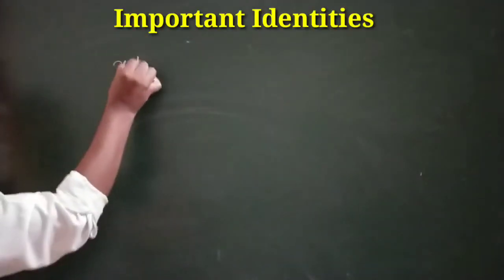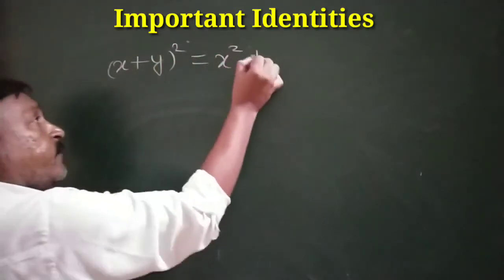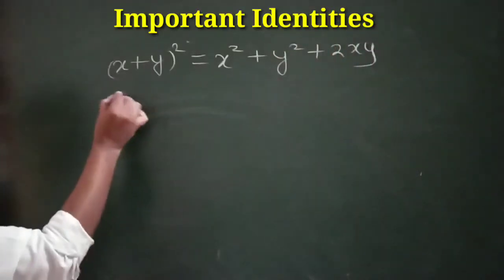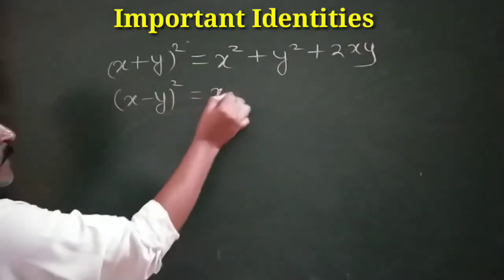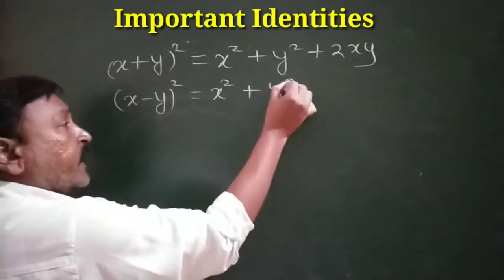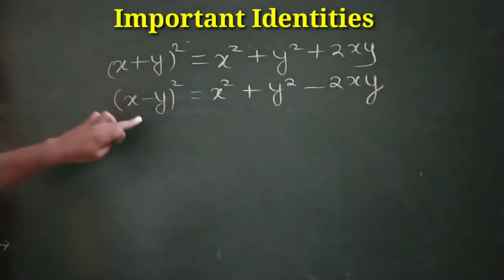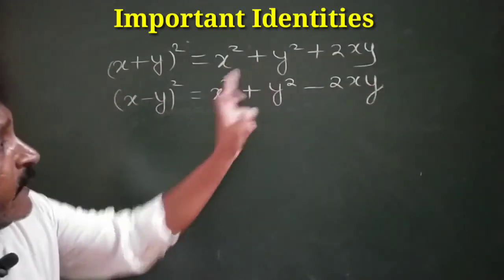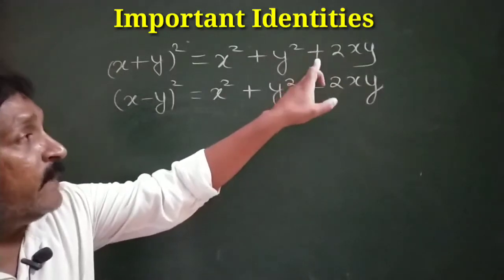Okay. So first identity is (x plus y) whole square. It means x square plus y square plus 2xy. Second one is (x minus y) whole square, means x square plus y square minus 2xy. The difference between these identities is this: it is for plus, this is for minus. These starting two terms will be same, but in the third term here it is coming plus and here it will come minus.